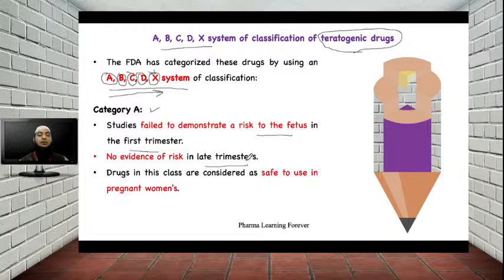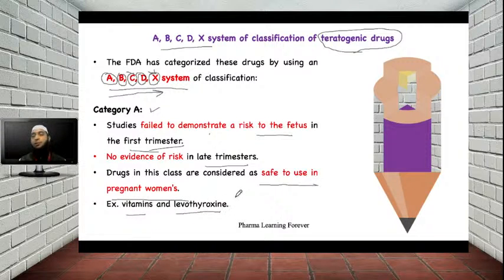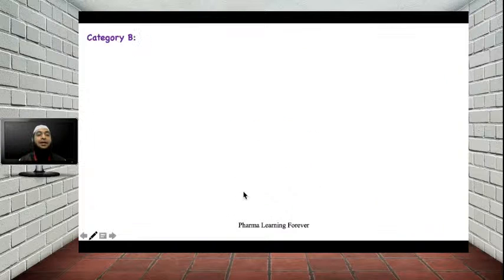So overall, since these drugs don't produce any effect in the first trimester or in the last trimester of pregnancy, they are considered safe to use in pregnant women. Category A drugs are those which are most safe to use in pregnant women. Let's see a few examples: vitamins and levothyroxine are the safer category of drugs for the pregnant woman. So this is category A.